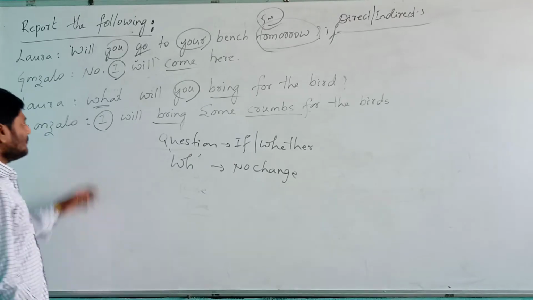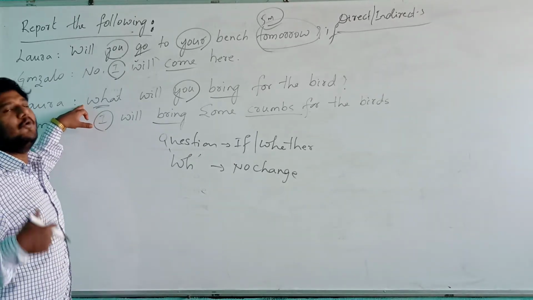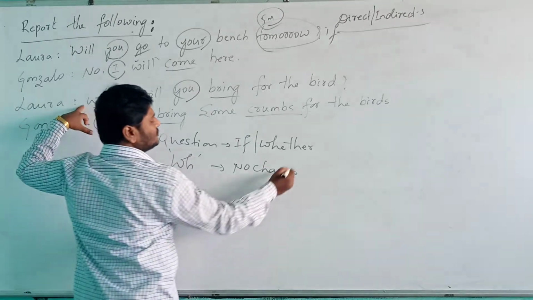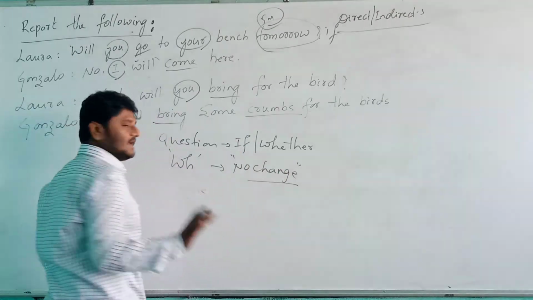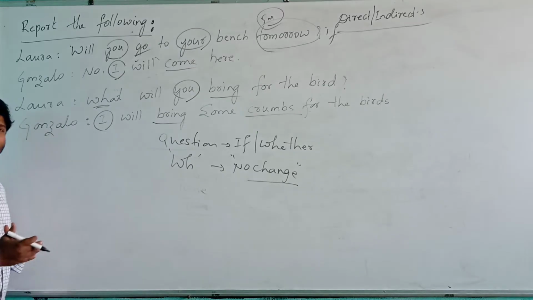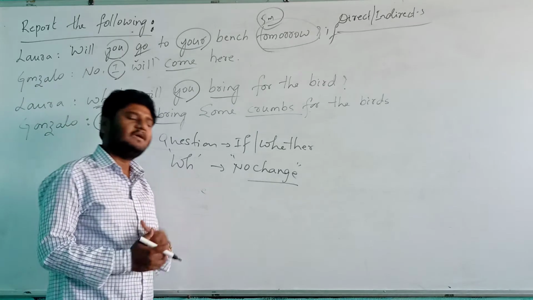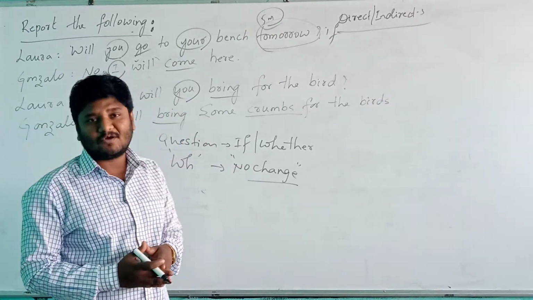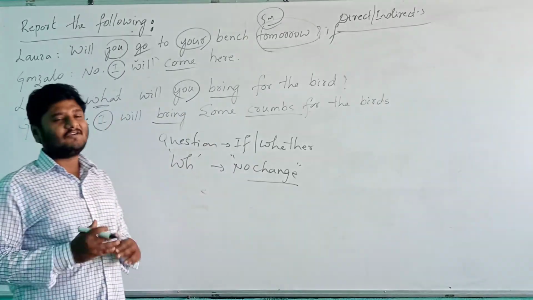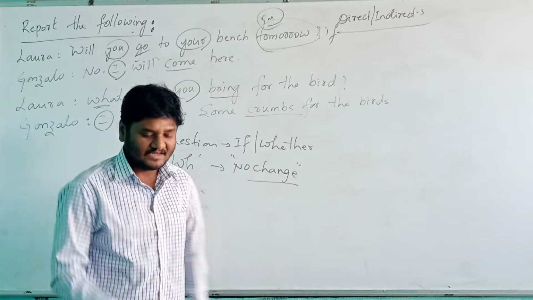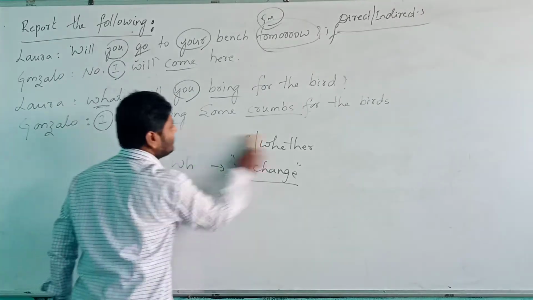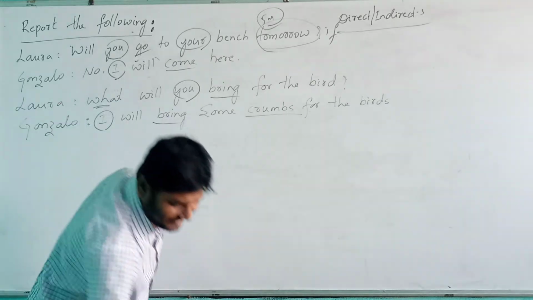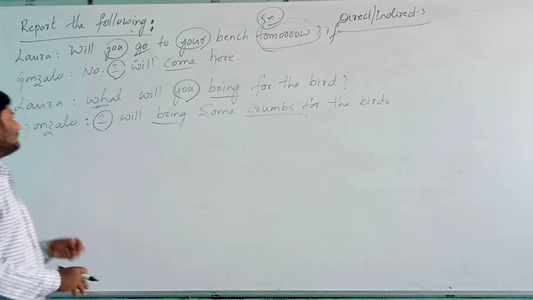The W words are what, when, where, who, whom, whose, why. So there is no change here. There are certain rules, and if you stay in touch with the topic, you can understand day by day. But if you suddenly do things after a long time, nothing is going to work out in indirect speech. Alright, so let's now solve this question. Be with me on the same page, I'm going to solve this question for you.